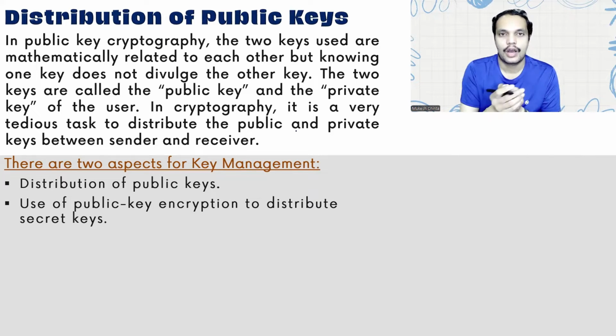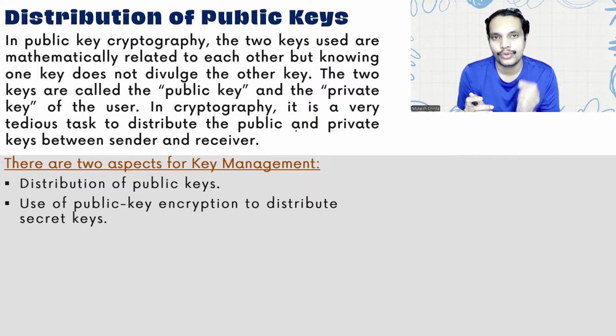The first one is, how do you securely distribute public keys with authentication to ensure that it is the right person who is claiming to be the owner of the public key. The second aspect is, how can you use asymmetric key cryptography or public key cryptography to distribute secret keys that are used for symmetric encryption. So there are two aspects of key management here.